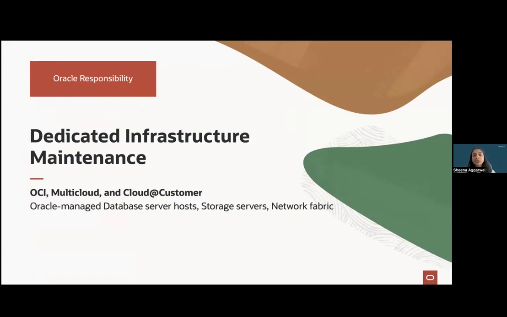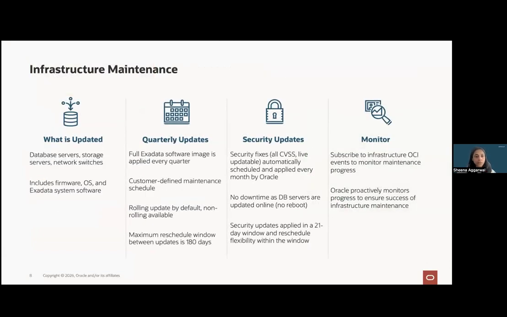Even though Oracle will be doing the updates and upgrades for your dedicated infrastructure, whatever is updated here, let's say the database servers, storage servers, and network switches, includes all the firmware, OS, and Exadata system software. The full Exadata software image is applied every quarter, and you can also specify a customer-defined maintenance schedule. These updates are usually rolling by default. You can also specify a non-rolling update if you prefer that.